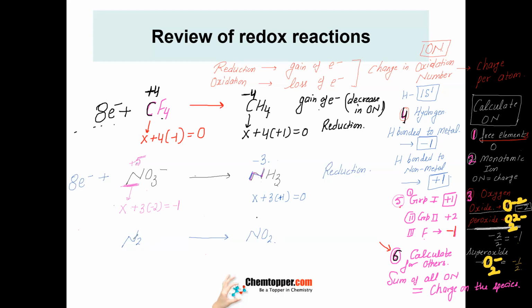N2 to NO2. What's the oxidation number of nitrogen here? 0. What's the oxidation number of nitrogen here? Oxygen is minus 2, otherwise they will mention. So x plus 2 times minus 2 equal to 0 plus 4. So what is it, oxidation or reduction? 0 to plus 4. Yes, Ashita. It is oxidation.